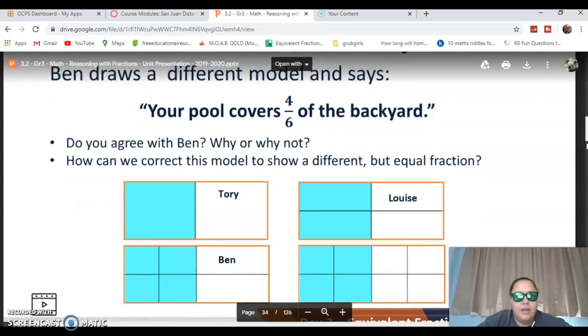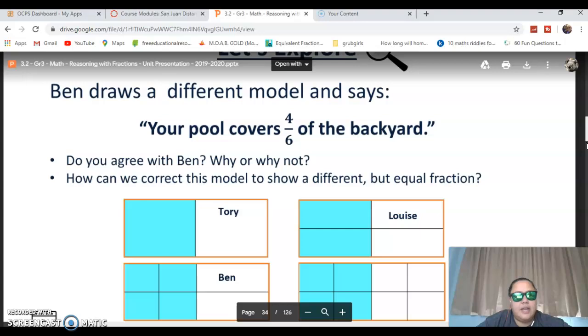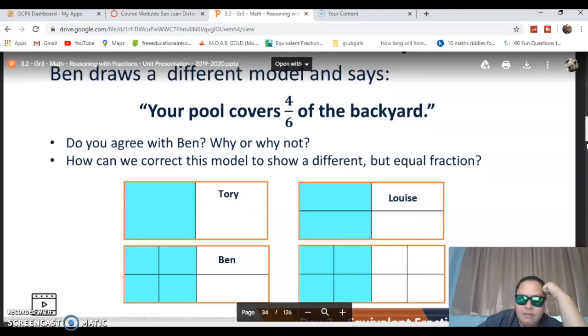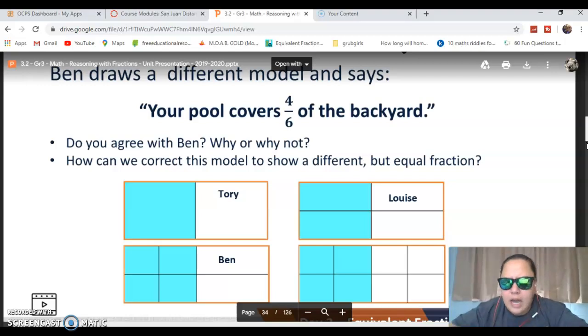And this is just explaining here. Ben draws a different model and says your pool covers 4/6 of the backyard. Well, let's see, Ben. He drew the same size rectangle. Do you agree with Ben? Why or why not? This is the time where you should be yelling at the computer, saying, I agree, I disagree.